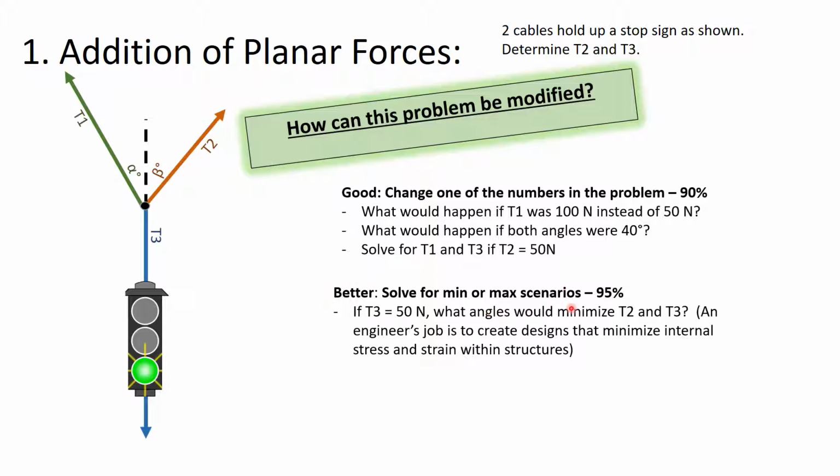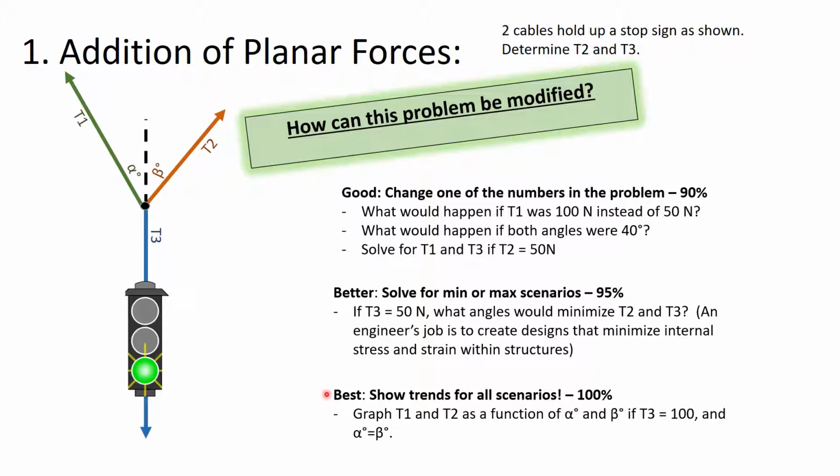So that would be a better type of modification for this problem. And I'll solve these here in the next slides. The best modification would be not solving for just one situation or another situation, but to actually graph out trends. And I will show you how to do this in Excel in the future slides. So maybe we want to see how these tensions are changing as the angles are changing. And this is going to give you the most information for how to design this the best. And that's the goal, is efficiency for supporting this load.